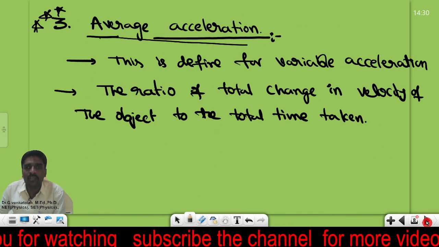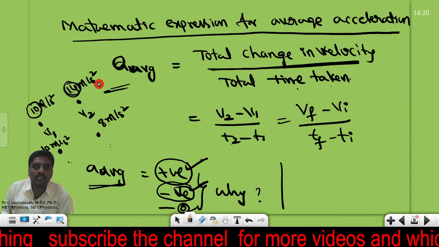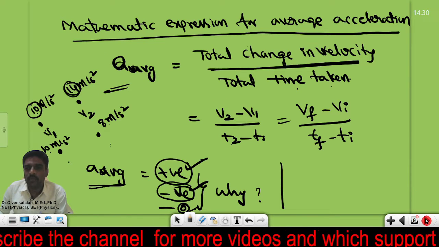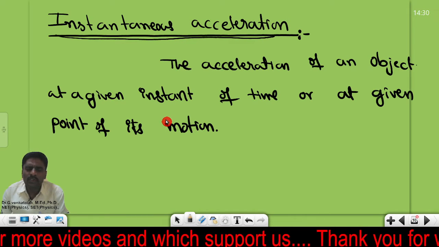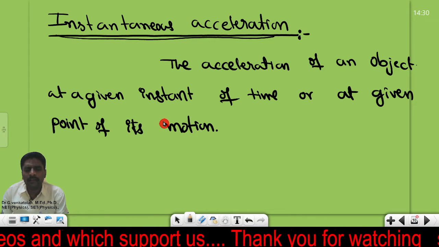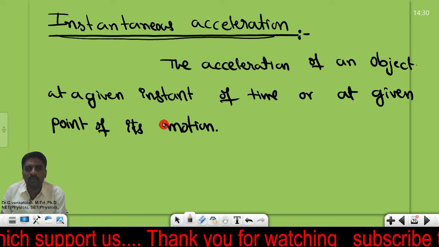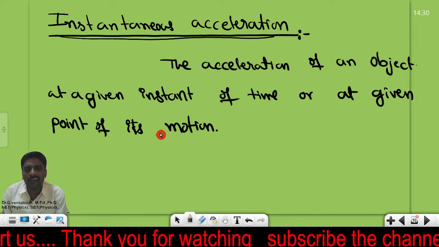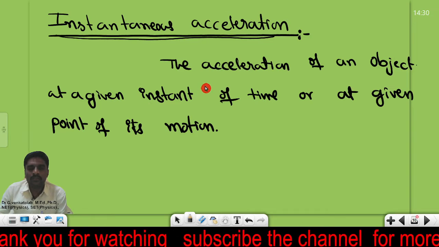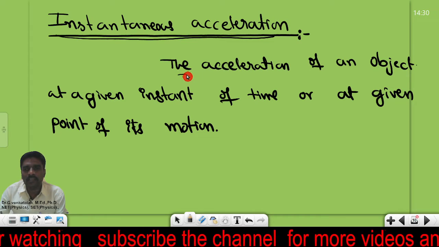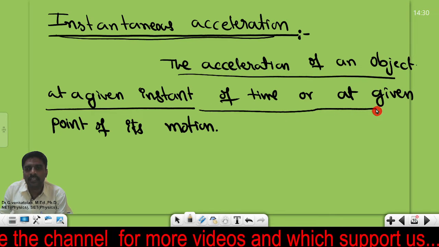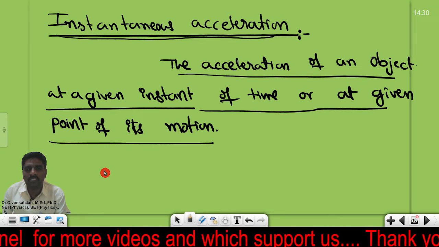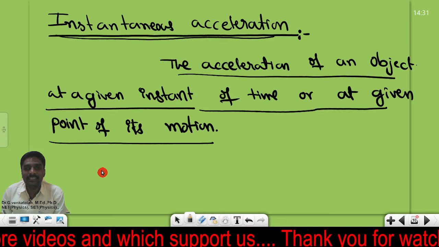Let me go to the continuation, the fourth one. The fourth type of acceleration is nothing but instantaneous acceleration. Instantaneous means we are discussing the acceleration of the body at a point, at a given point or at a given instant. So this is the definition: the acceleration of an object at a given instant or at a given time of the motion is named the instantaneous acceleration.